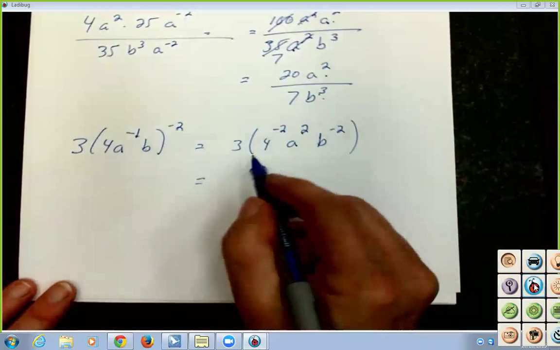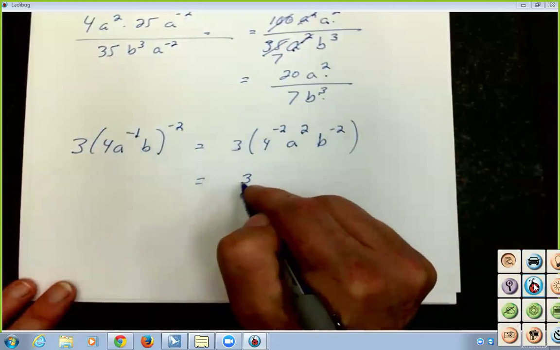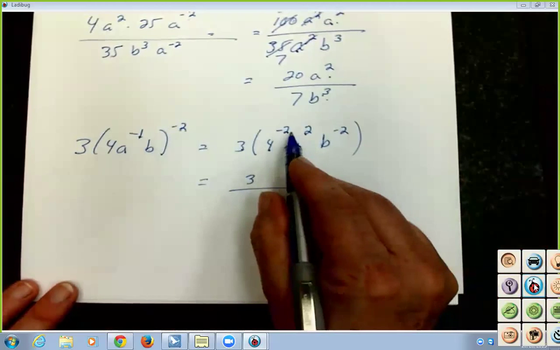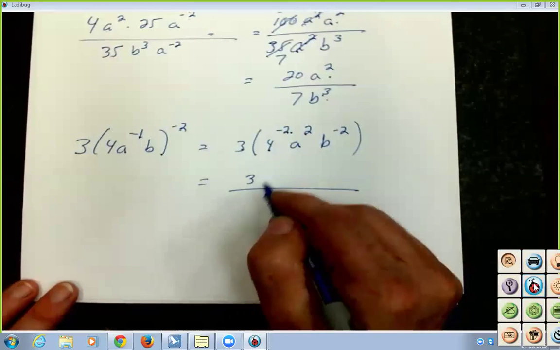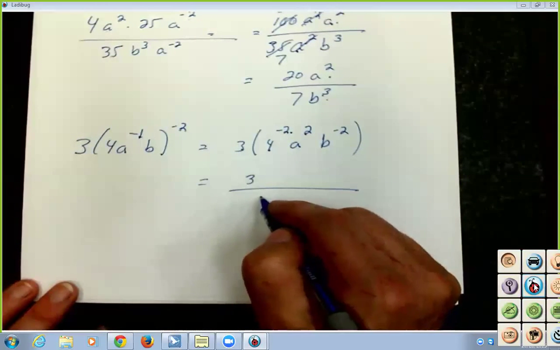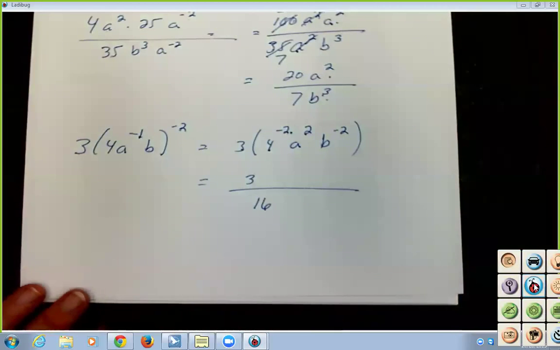Then all I need to do is adjust and move things. So I have 3 on top. 4 will go to the bottom. And if I move it to the bottom, it becomes 4 squared. And 4 squared is 16.